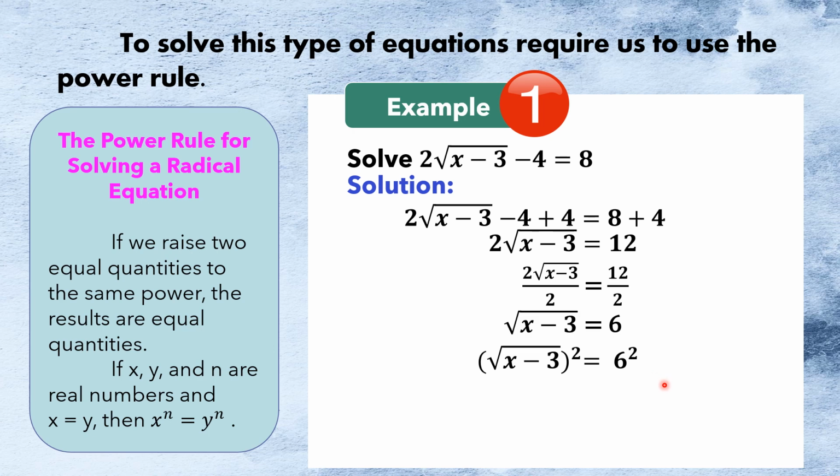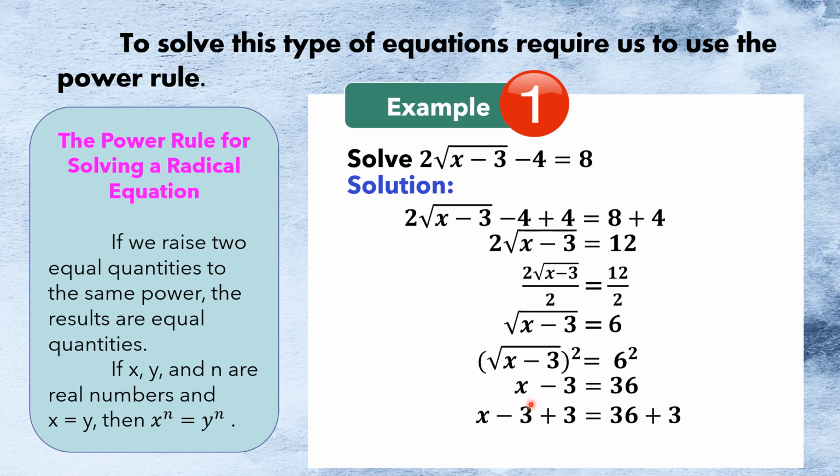Ngayon, kapag na-raise natin yan sa 2, ang mangyayari, si radical symbol, tapos itong si exponent 2, maka-cancel out yan. So, ang maiiwan na lang is yung nasa loob ni radical sign, si x minus 3. Dito naman, 6 squared, that is 6 times 6, that is equal to 36. So, kung mapapansin nyo, from radical equation, naging linear equation siya. Then, susolve din natin siya.